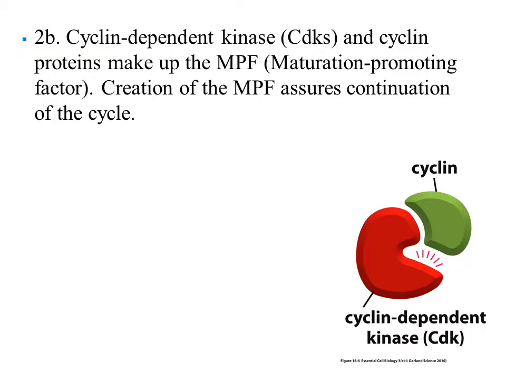The second internal signal is cyclin-dependent kinases and cyclins. When these two entities come together, we will create an MPF complex. So in this image to the right, we have a green shape and a red shape. The cyclin is the green shape, and the red one is cyclin-dependent kinases, better known as CDKs. When those two entities come together, that is the go-ahead signal for the cell to continue through the cell division or the cell cycle.